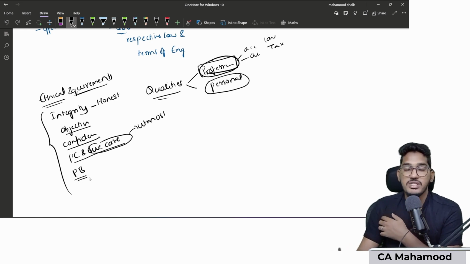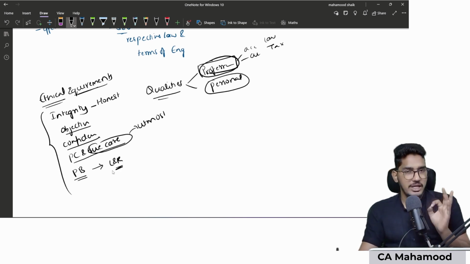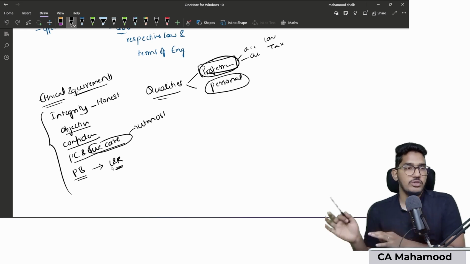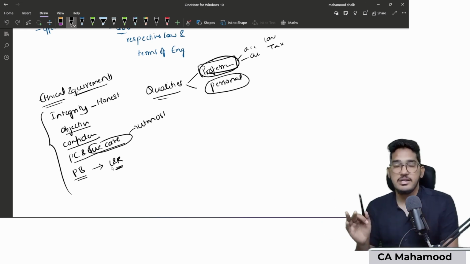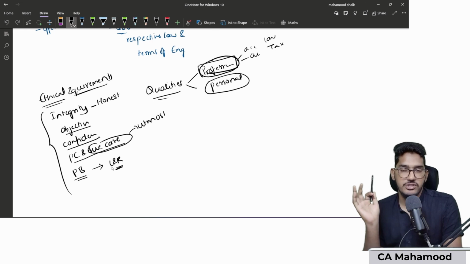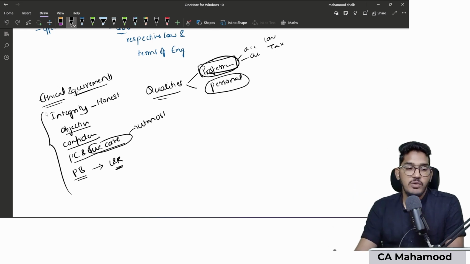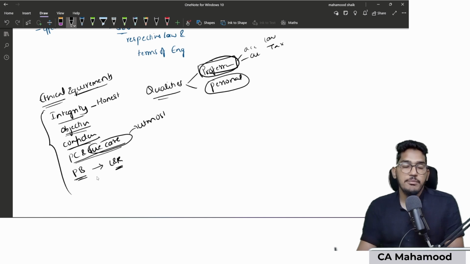Then the last one, professional behavior. Whatever work we are doing should be as per laws and regulations, and we should not do anything which brings discredit to the profession. We should not do any task which brings a bad name to the profession. So these are the 5 ethical requirements which every auditor must comply with. What are they? Integrity, objectivity, confidentiality, professional competence and due care, and professional behavior. These are the 5 ethical requirements.